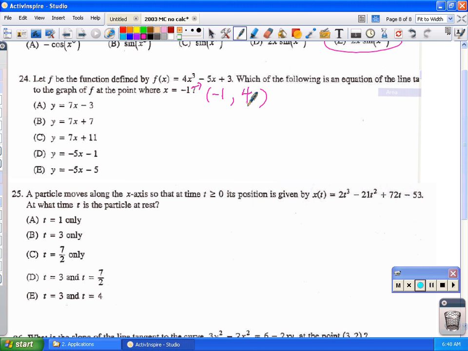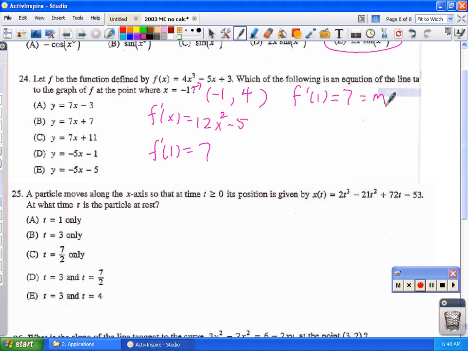Then I need the derivative at 1 in order to get the slope. So the derivative of this function would be 12x squared minus 5. And the derivative evaluated at 1, if you do the arithmetic, is 7. So now I have the slope.